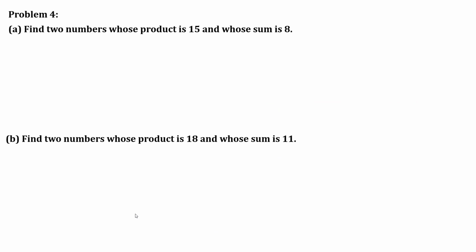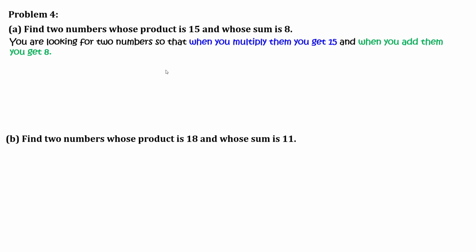All right. Problem 4. This seems like an arbitrary type of problem to solve, but you'll see next class why it's important. So for problem 4, part A, you're asked to find two numbers whose product is 15 and whose sum is 8. What you're looking for is two numbers so that when you multiply them, you get 15, and when you add them, you get 8, okay?